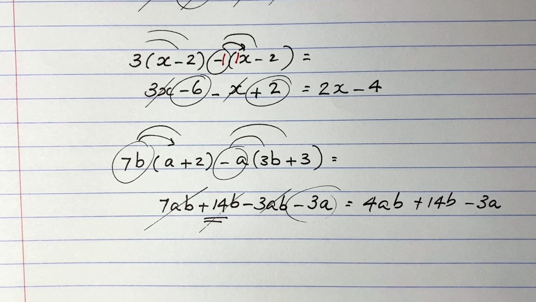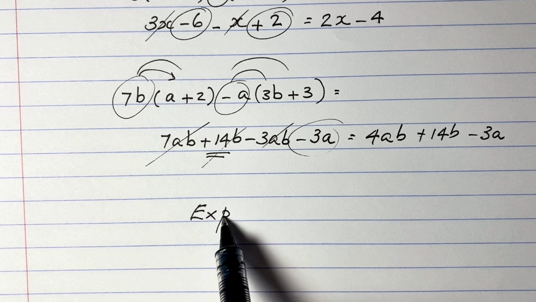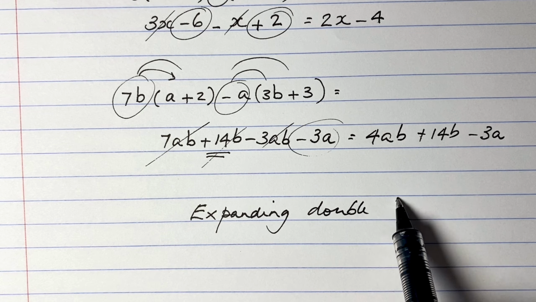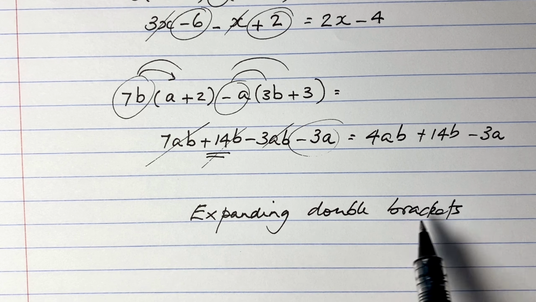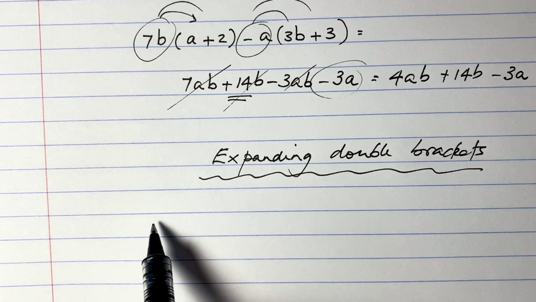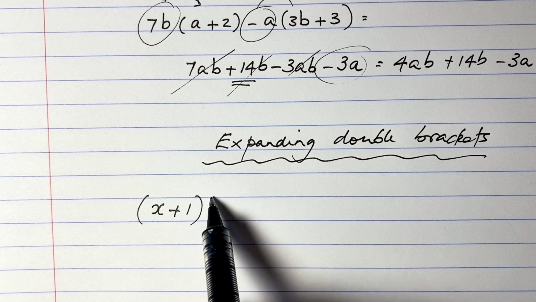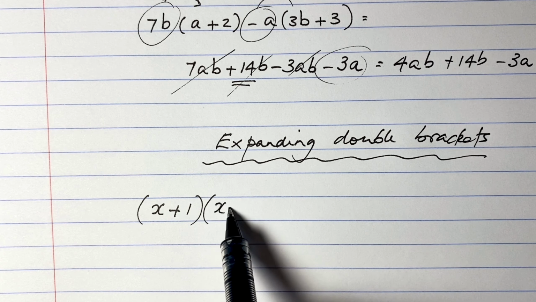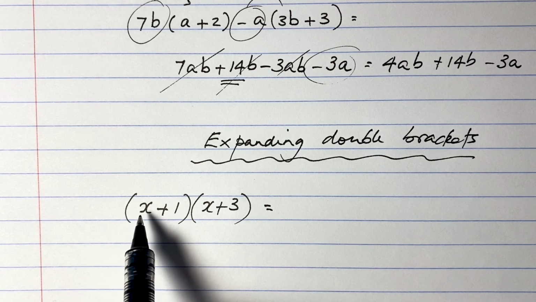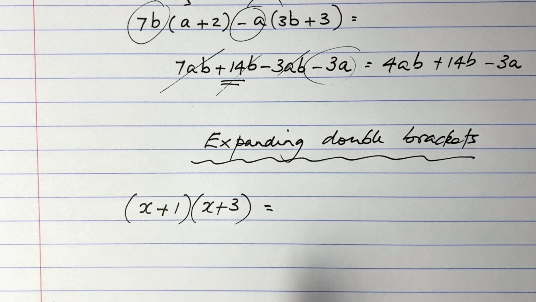I'm now going to expanding double brackets. A simple case, we have a bracket, x plus 1, close bracket, open bracket immediately, x plus 3. What that means, we have a multiplication of two brackets in which we have two terms.